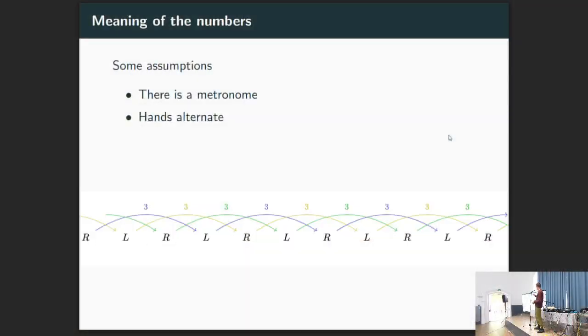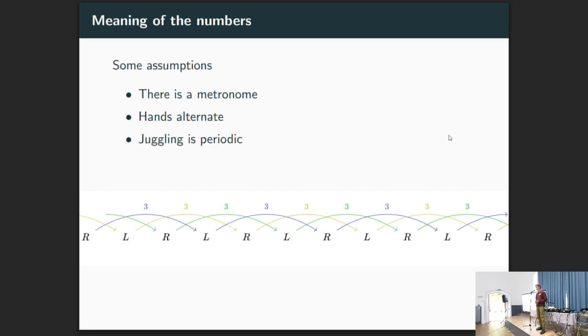In a diagram, you could view it as this. The colors are roughly these colors. So again, an R and L is my right and left hand, and it's a throwing moment in time, and an arc should show you roughly where a ball is going and what throw it is. In this case, they are all 3 throws.